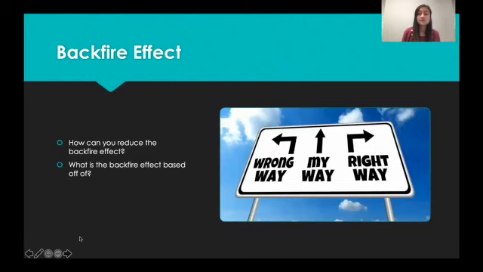For all biases, there are techniques that can be used to make one more aware of the bias. One way to help reduce the backfire effect is to understand what it is and to be able to simplify the definition and to be able to explain it to others in an easier form.